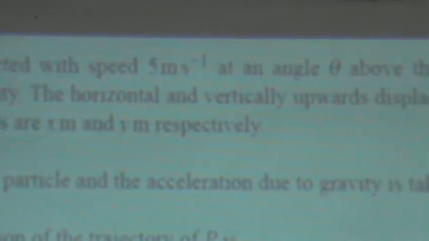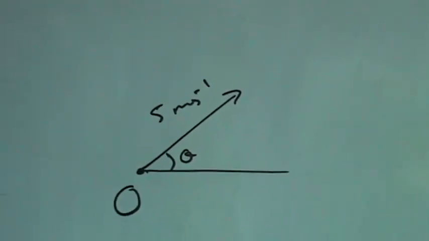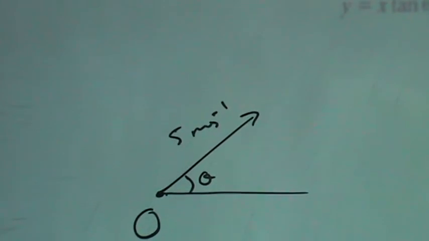So a small ball P is projected with a speed of 5 meters per second at an angle of theta. So there we go, theta, this is 5 meters per second, above the horizontal from a point O. It moves freely under gravity, which means we've got a projectile. The only thing affecting it is weight. The horizontal and vertical displacements from O at any time t are called x and y.